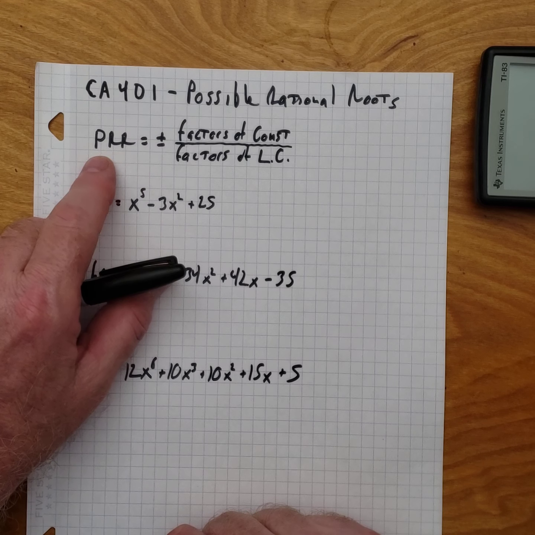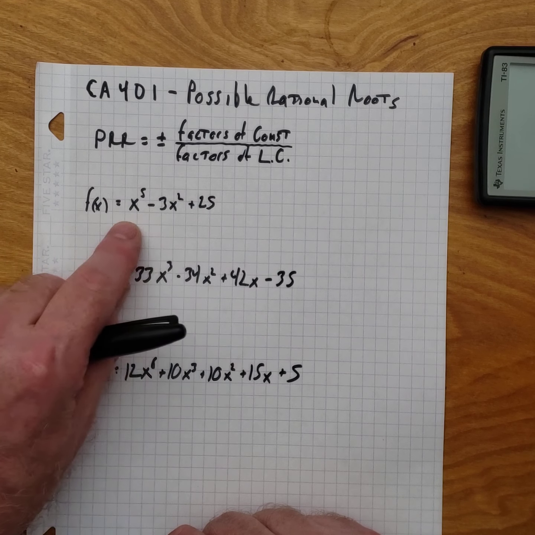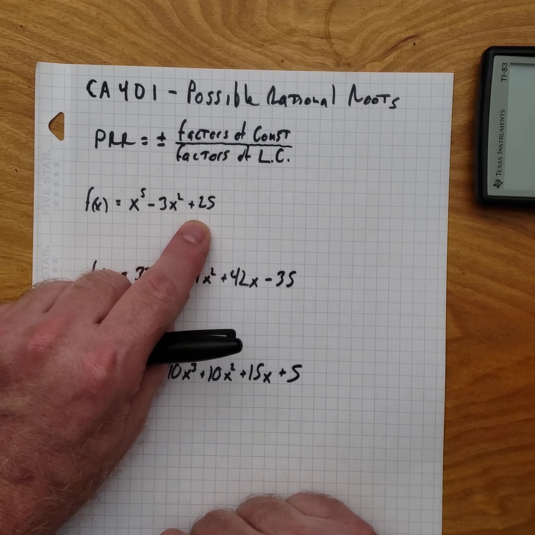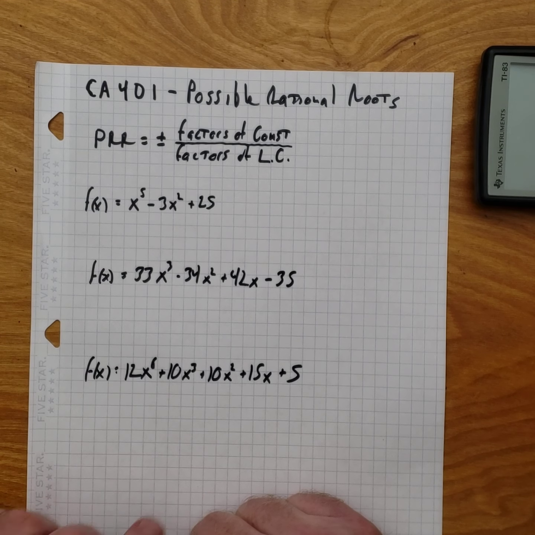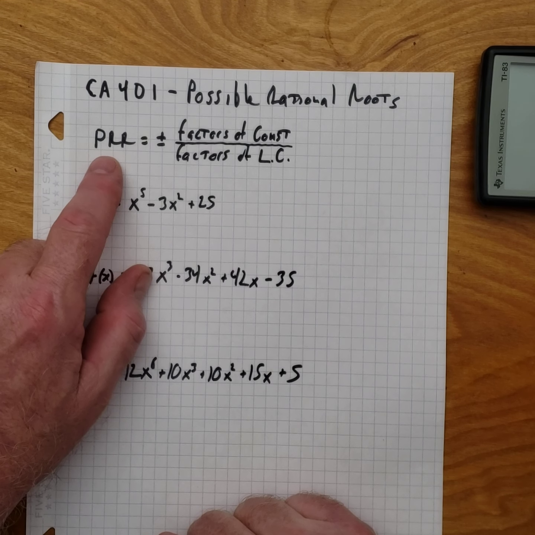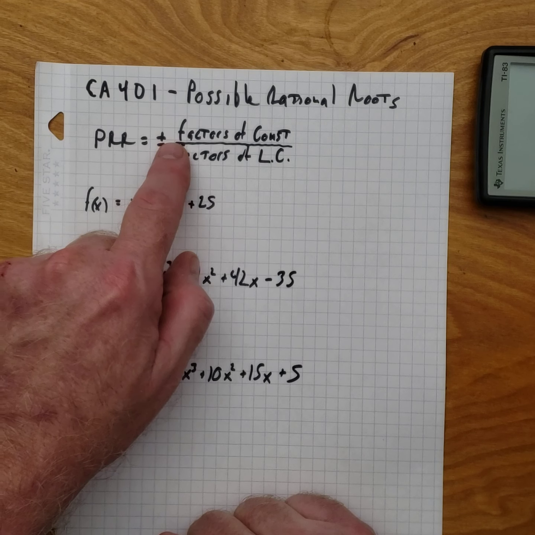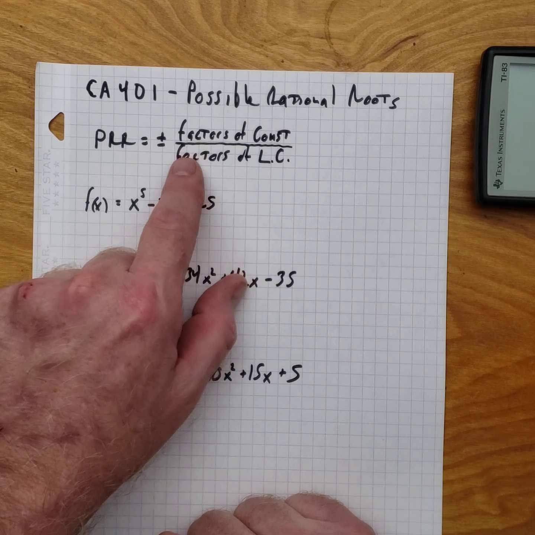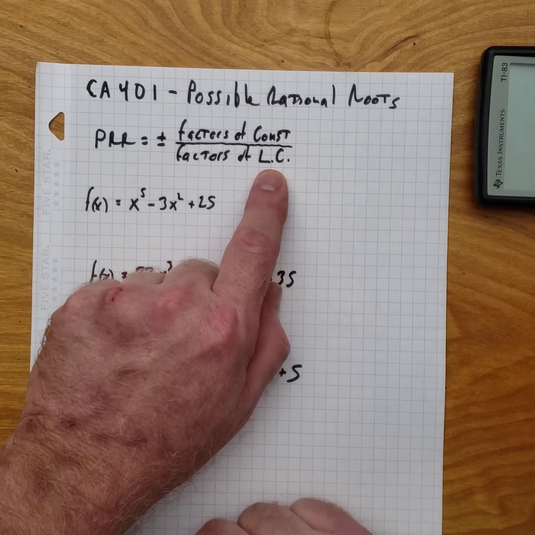And that rule is that if a number is going to work as a 0 for this function, and actually we're just talking about rational numbers, we'll ignore square roots and stuff like that for now, then that number is going to be of the form a factor of the constant term divided by a factor of the leading coefficient.